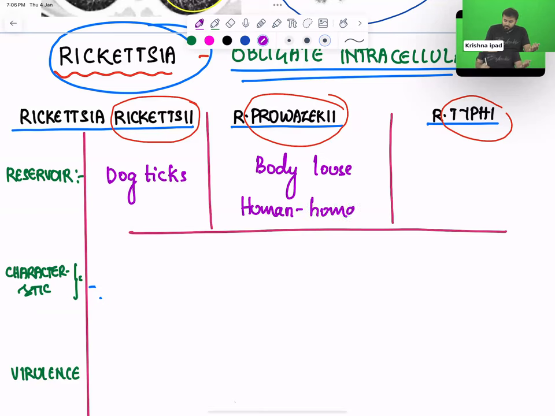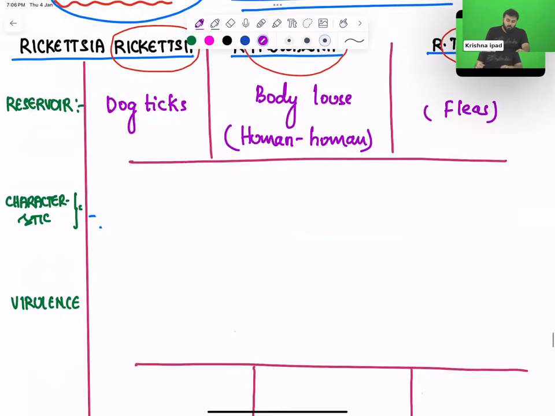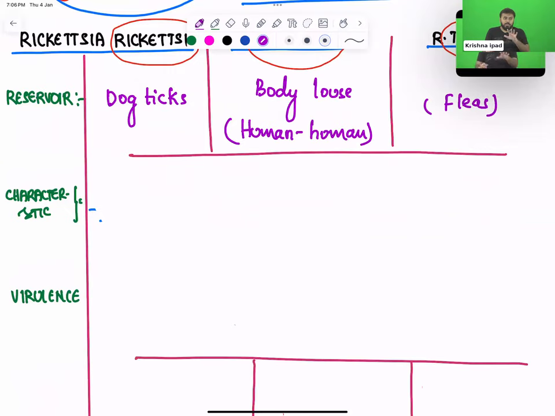If, for example, let us say, if one of your partner is having body louse, if you touch him, hug him, kiss him, then what will happen? That body louse will come to you. Okay. Coming to this, these are fleas. You know, fleas. So it is because of the fleas. These are the reservoirs.